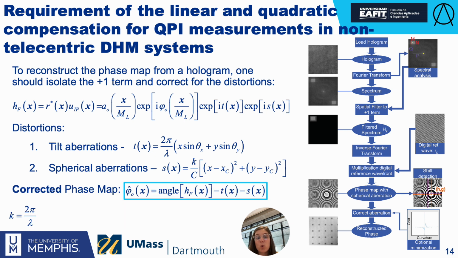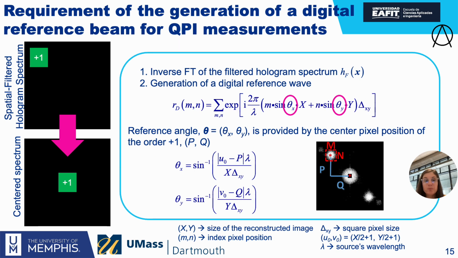So the accurate, true phase map needs to be the one that you retrieve through the method, but you need to subtract both contributions, the interference angle and the spherical waveform from the optical configuration. So I'm going to talk to you about how we are doing it.